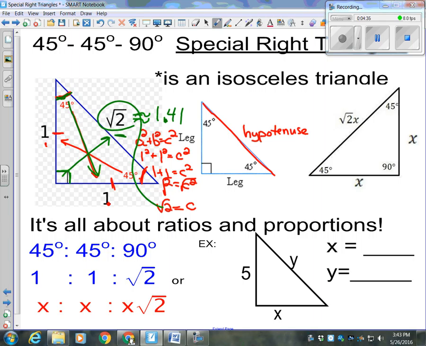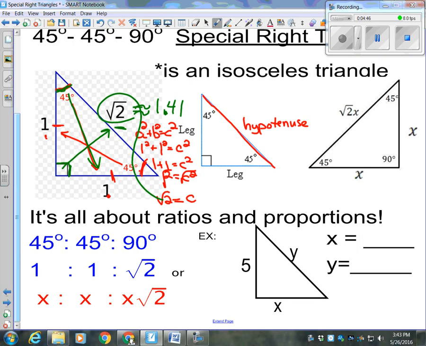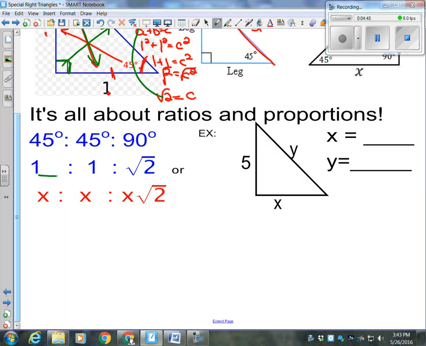So the smaller the angle, the smaller the sides across from them. The bigger the angle, the bigger the side across from it. So that holds true. Now, it's all about ratios and proportions. So here is the magic ratio that I hope that you remember from this first page. 45, 45, 90 special right triangles are always, always, always in proportion to length 1 to 1 to square root of 2. You're going to hear me talk about that a lot.